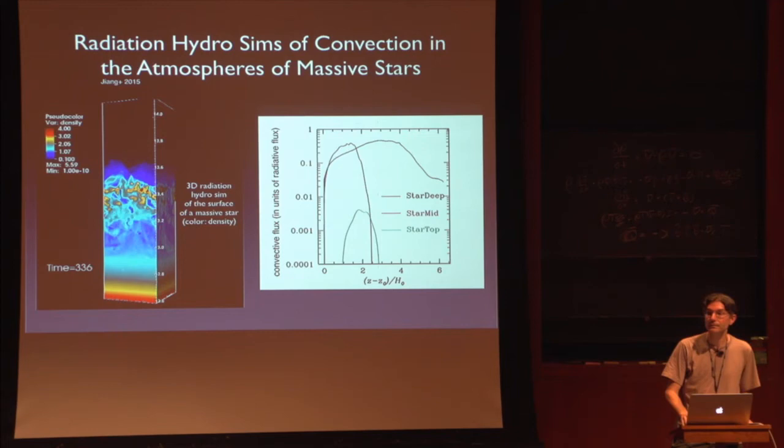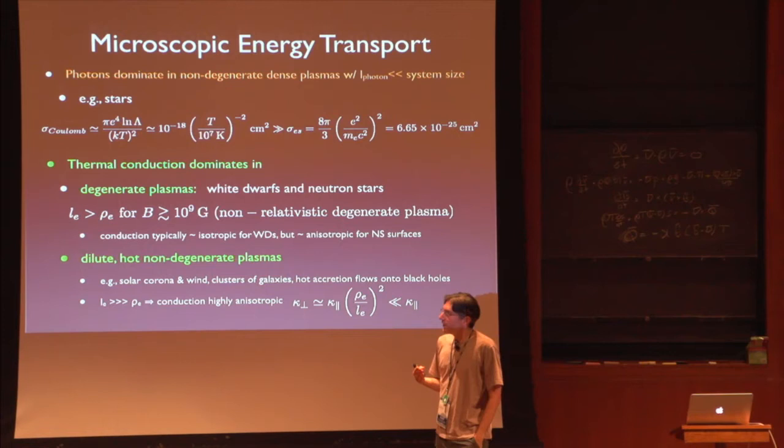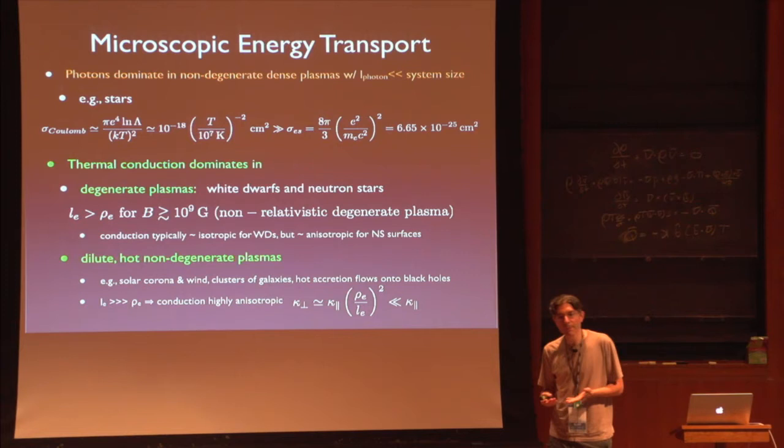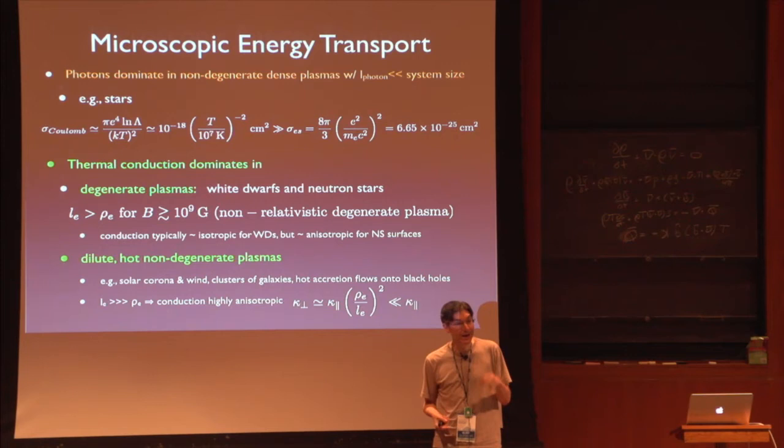Okay. So that is kind of what we've been talking about at the end there, is thinking about how does the microscopic transport of energy affect the macroscopic turbulent dynamics, the convection in stars?